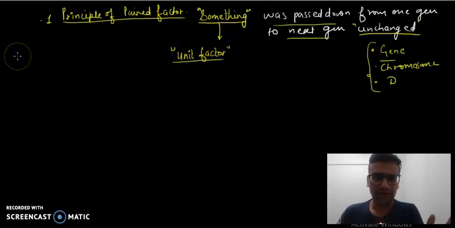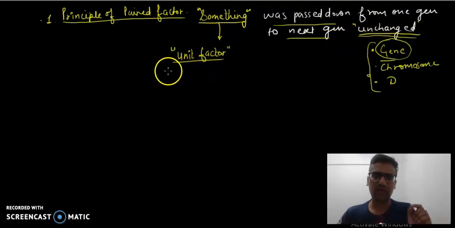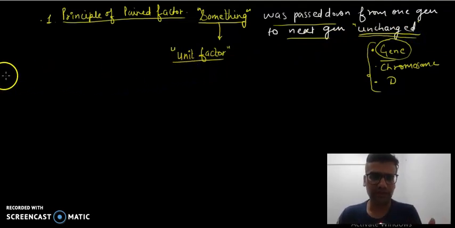The question which comes in the NEET exam is that the term unit factor is equivalent to the gene. So genes are passed down from one generation to the next unchanged. We will study about genes and then come back to the principle of paired factor. So what is a gene? A gene is basically a segment of DNA.